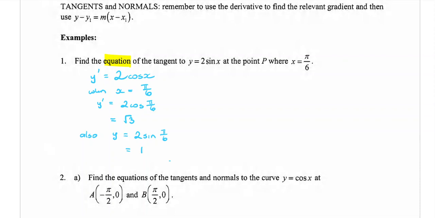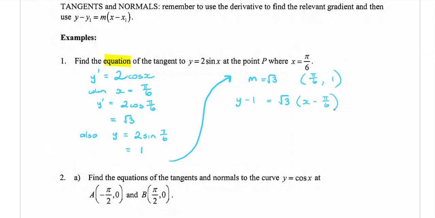All right, so over to the other half of that space there. We are going to use our formula. You might want to recap here that the m is the root 3 and the point is pi over 6 comma 1. So in our formula, we will have y take 1 equals, gradient is root 3, x take pi over 6.